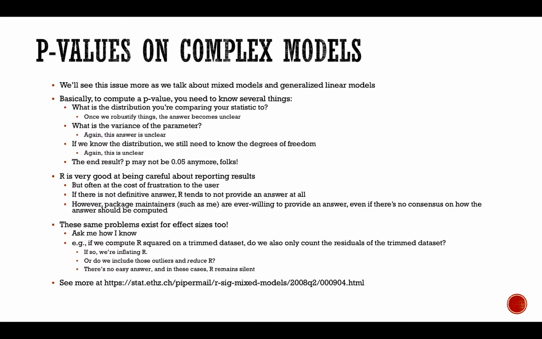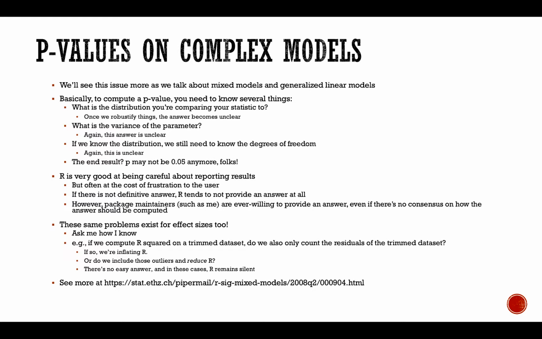So that same problem exists for effect sizes too. Ask me how I know, because I've tried to compute effect sizes. For example, if we want to compute an R-squared on a trimmed data set, do we only count the residuals? Because remember, an R-squared uses the residuals to compute. So do we only count the residuals of the trimmed data set? If so, we are artificially inflating the R squared because we're getting rid of the outliers. Or do we include those outliers and reduce our R squared? Again, in this situation, there is no easy answer. And in cases like this, R generally remains silent.